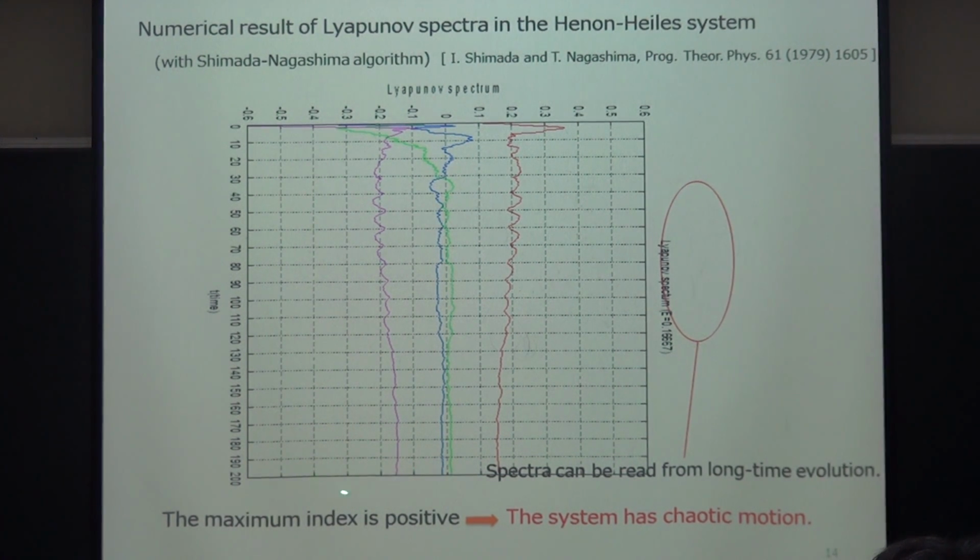Here, please focus on this region. In this Shimada-Nagashima algorithm, we can read the spectrum from the later time evolution, and the red line converges to positive values. So we can say the maximum exponent is positive, and the system has chaotic motion. So we can conclude that this is a chaotic system.